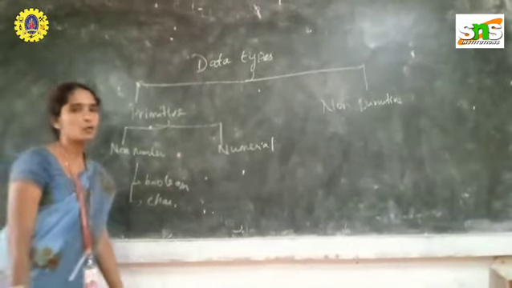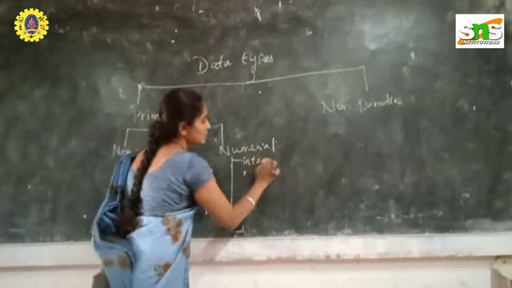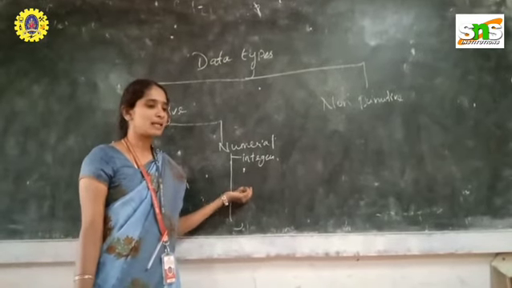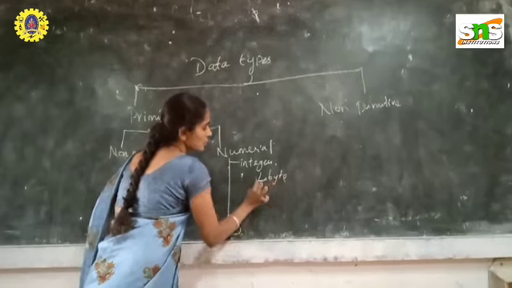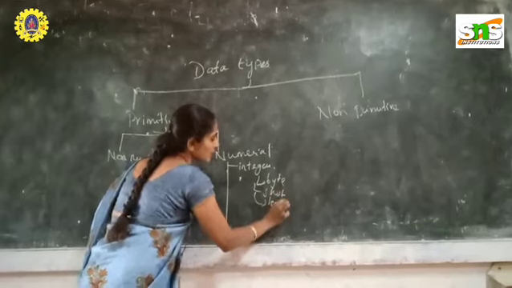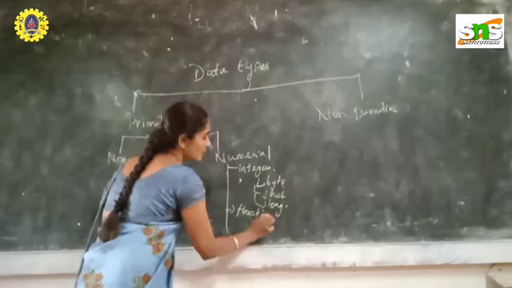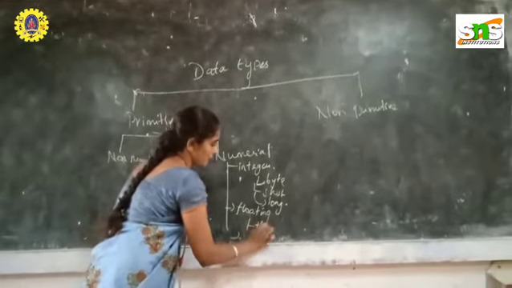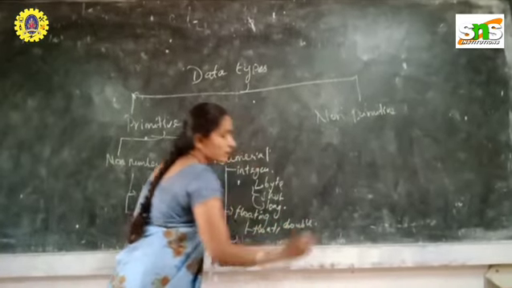The next one is numerical value. In numerical there are two types. First one is integer, where we define our values with the data type integer. In integer we use byte, short, int and long. These are all based on the integer type. The next one is floating point, which holds decimal values. In floating point we have float and double. These are the two types we use for floating values.